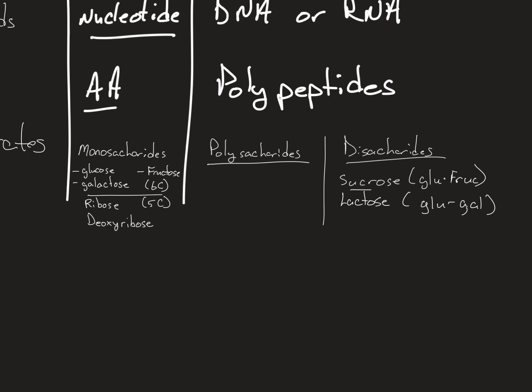You should know that sucrose and lactose are disaccharides. It means two sugars linked together, 2 Lego blocks. The prefix di means 2. If it's glucose and fructose, it makes sucrose, table sugar. If it's glucose and galactose, it's lactose, it's milk sugar, etc.